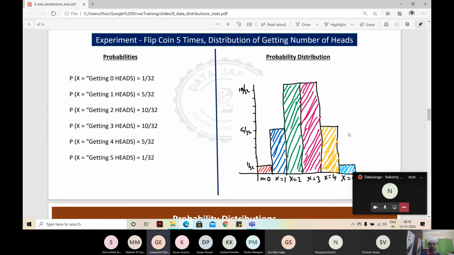What is distribution again? How many of each item? What is the item here? Getting 0 heads, getting 1 head, getting 2 heads, 1, 2, 3, 4, 5 heads.